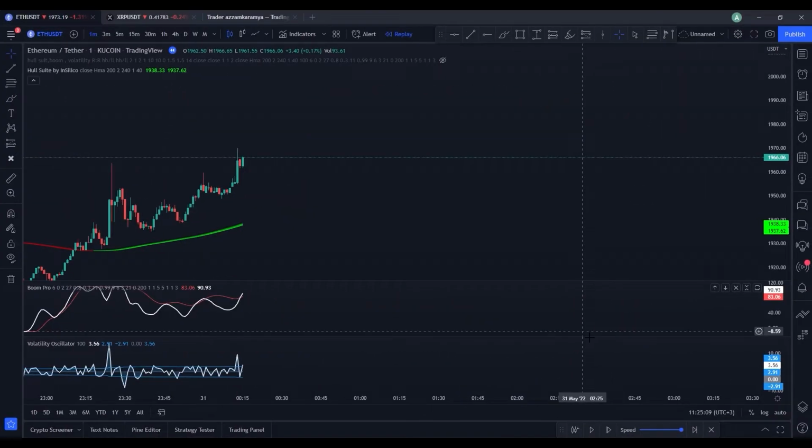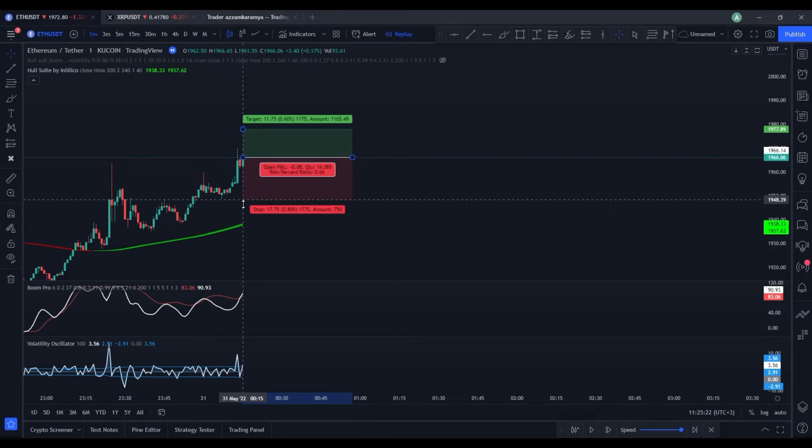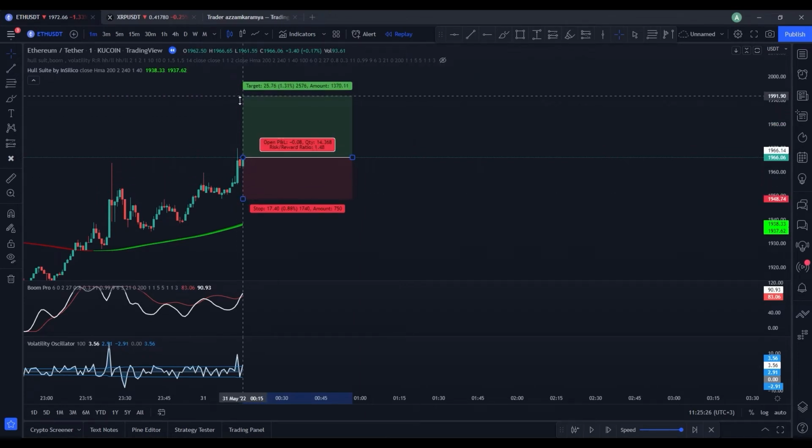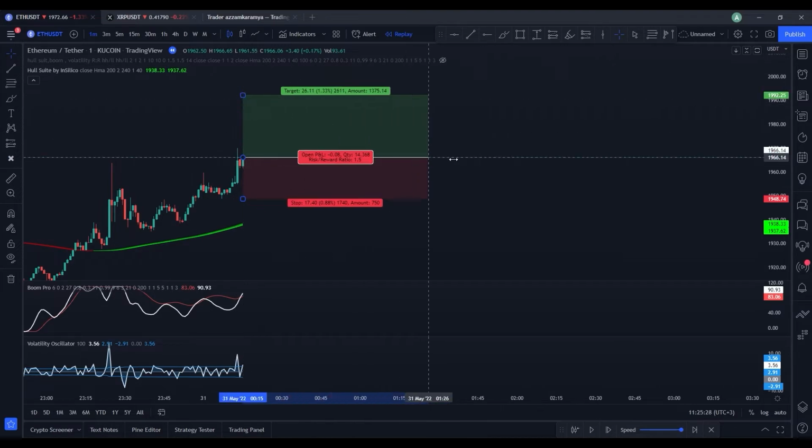For a long signal to be valid, the price must be above the green Hull Suite line, and the white line must cross over the red line, and the volatility line is above the upper band. Now we can go ahead and take a long position. Our stop loss must be under the recent lower low, and the risk to reward ratio will be 1.5.